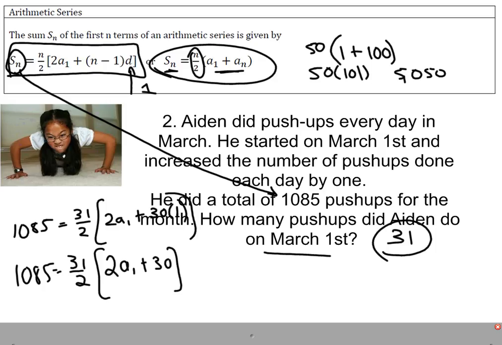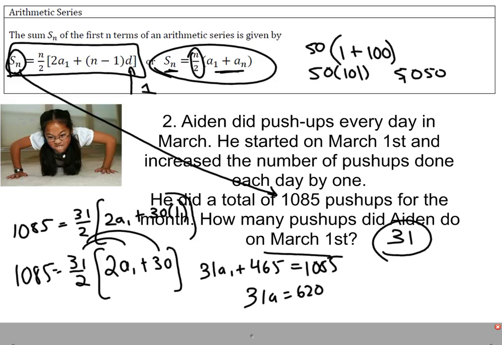All right, so here's kind of what happens here. When I distribute this, I get 31 A1 plus 465, and that's still going to be equal to 1085. So now it's an algebra problem. So now 1085 minus 465 is 620. So I get 31 A1 equals 620. So a little division, and A sub 1 equals 20. So on the first day, Aiden did 20 push-ups. So that's all I got to do for that one.